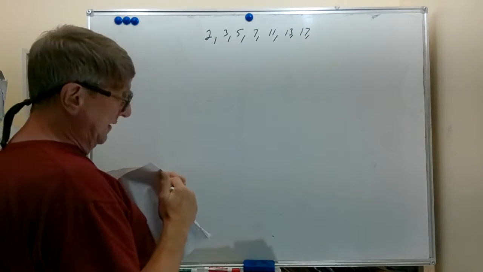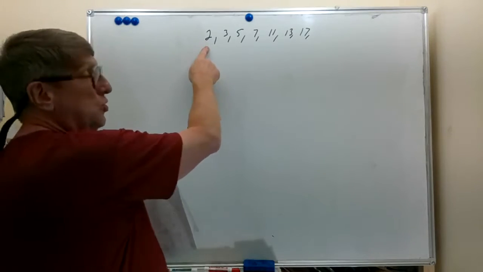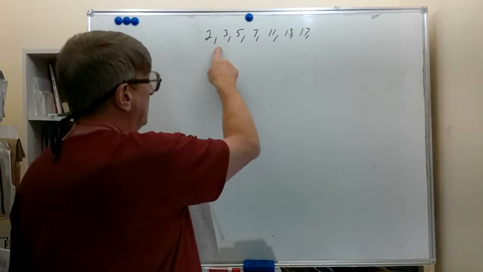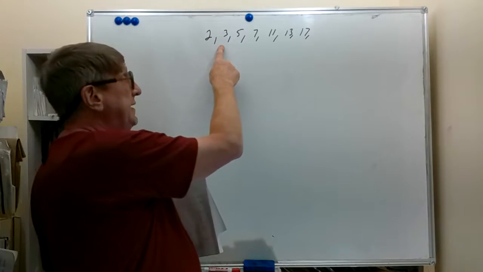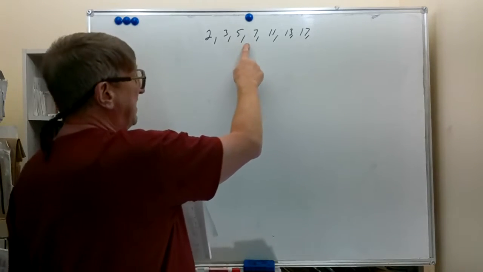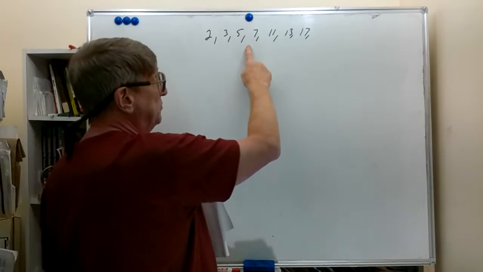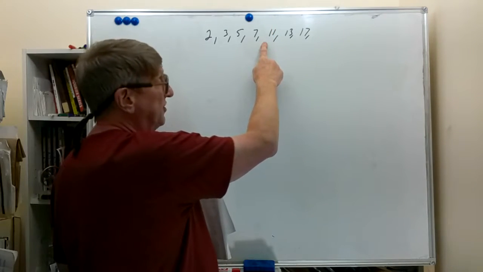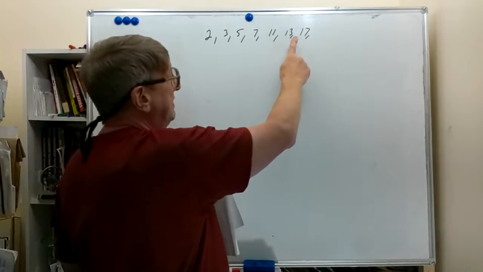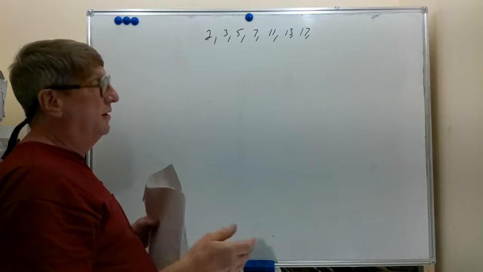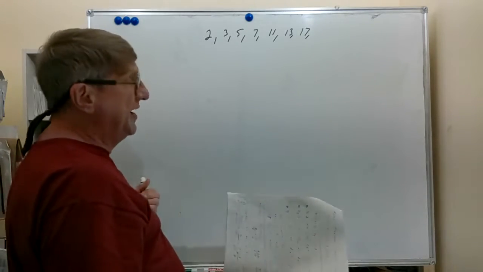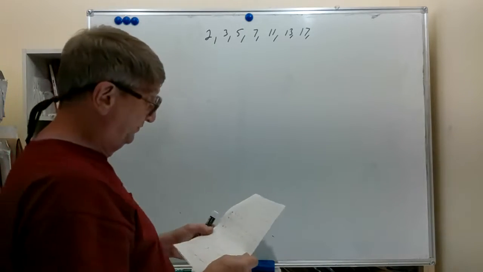What you notice about each of these is that there are no divisors that go into 2 except 2 and 1. No divisors that go into 3 except 3 and 1. 5 has no divisors other than 5 and 1. 7 has no divisors other than 7 and 1. 11 has no divisors other than 11 and 1. 13 has no divisors other than 13 and 1. And 17 has no divisors other than 17 and 1. And that's the definition of prime: it has no divisors other than 1 and itself.